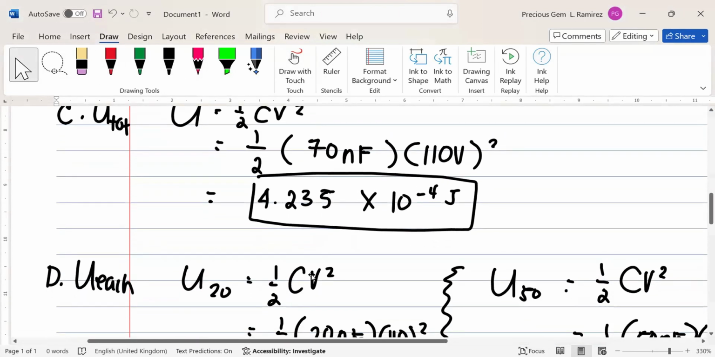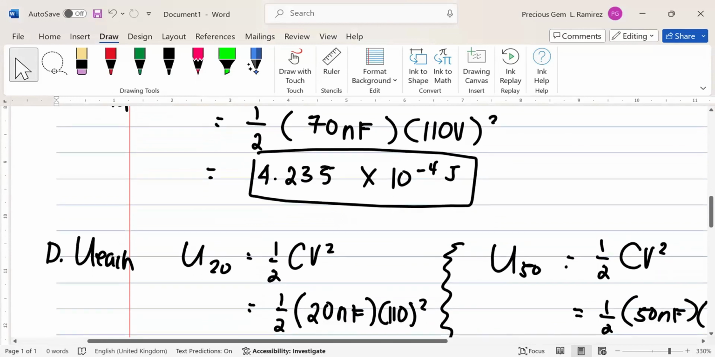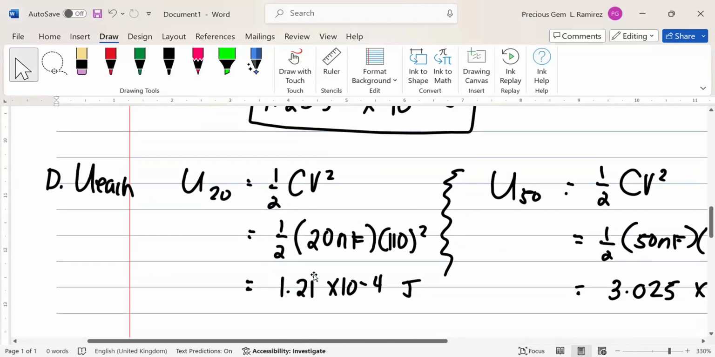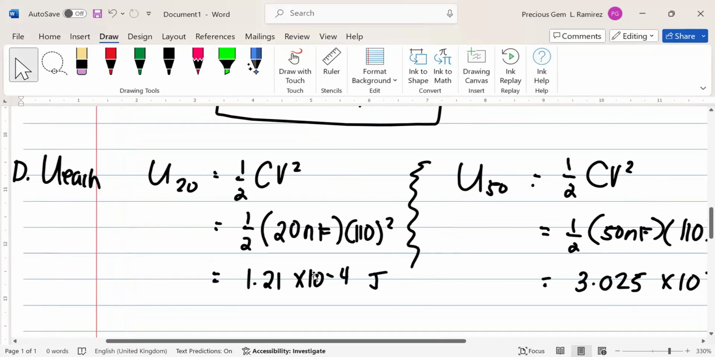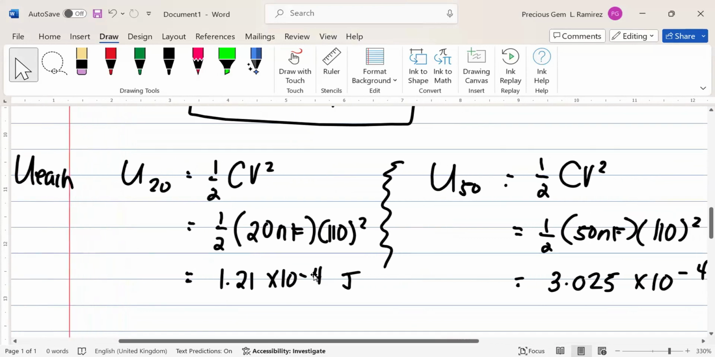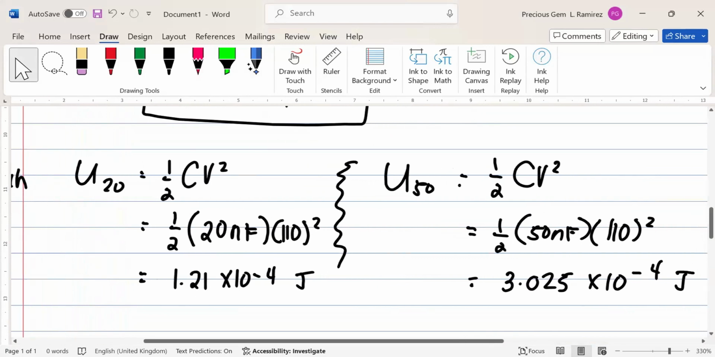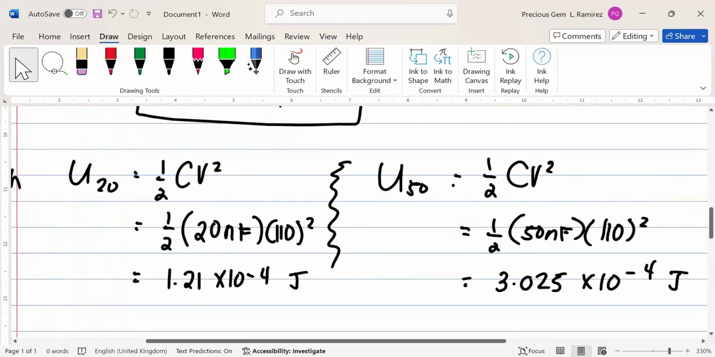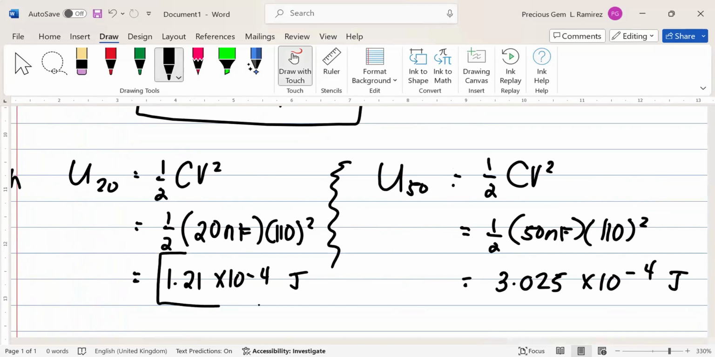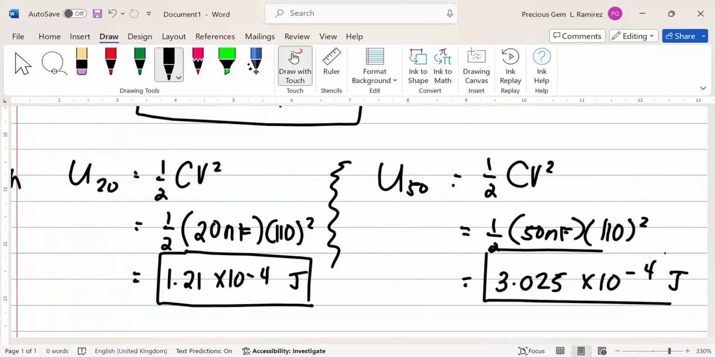Now for the energy on each capacitor. So if it's each, we identify the each. 1/2 CV squared, your C would be 20 nanofarads, not the equivalent, then your C would be 50 nanofarads. Plug it in, you'll get 1.21 times 10 raised to negative 4 joules. This one as well, you, of course, must follow the sig fig rules, okay?